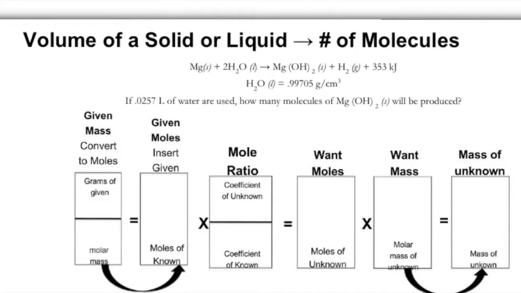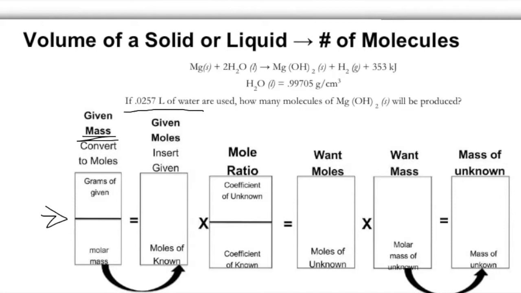All right, so volume of a solid or liquid to number of molecules. So this is a little bit more involved because we're starting with the volume of a liquid here, 0.0257 liters of water. Well, I don't have any way to put that into my map down here. So first I need to get to mass.